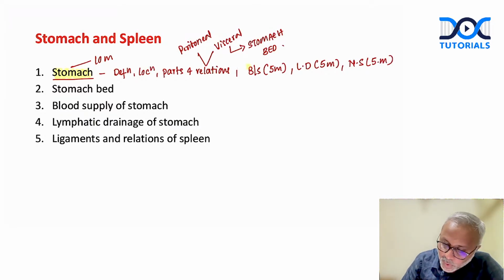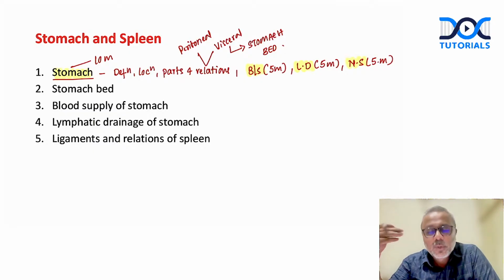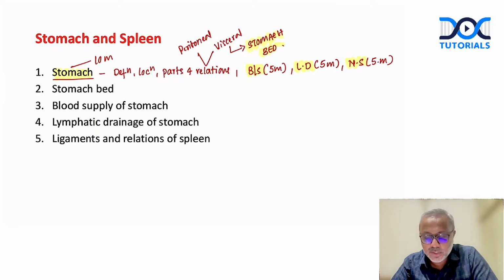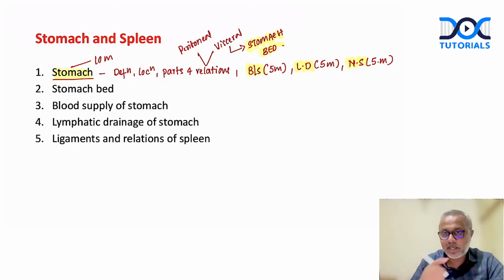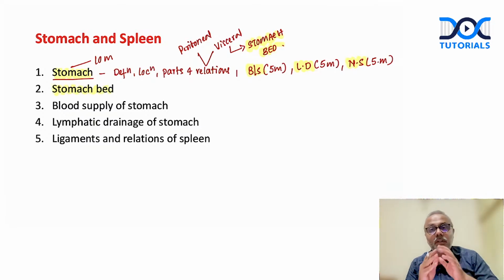So stomach is one topic from which we see a question almost every year. Could be a main question, could be on stomach bed, could be on lymphatic drainage, could be on blood supply, arterial and venous, but we always see at least one question from the stomach every year, right? So this is a very high yielding chapter in the entire abdomen. Done? Right.